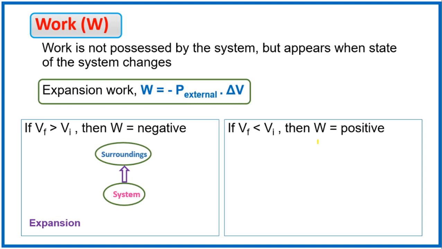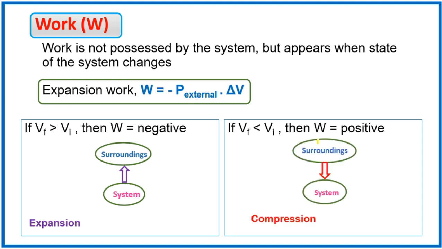So when will this compression occur? When the surroundings do the work on the system. That means surroundings are doing some work on the system so that the volume of the system is decreasing, and that is the example for compression. So in this compression work, W will have a positive value.